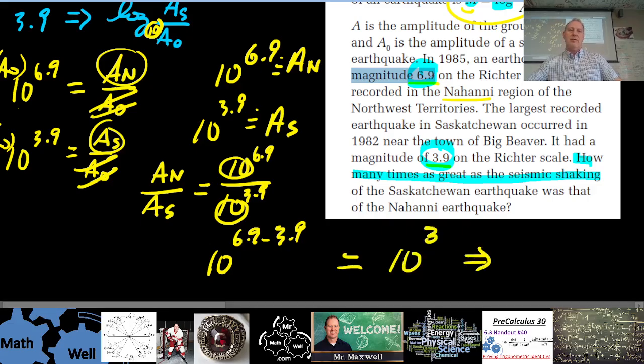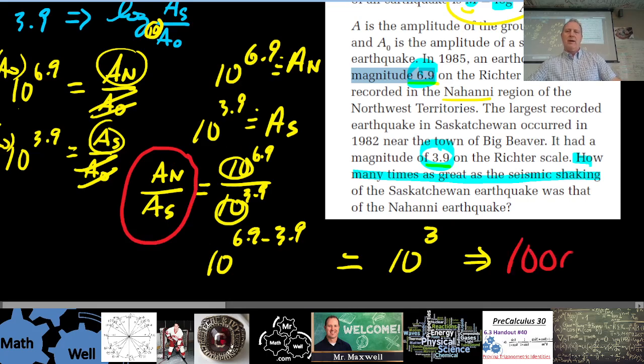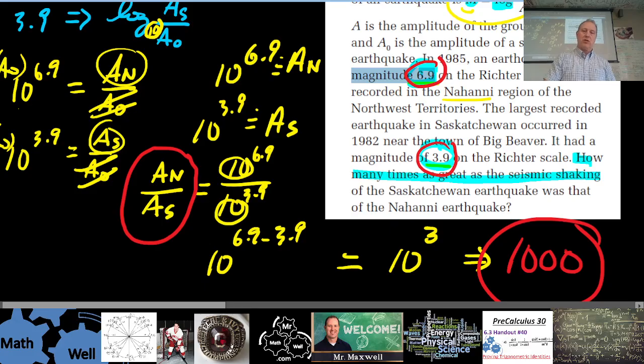which means that the ratio of A_N divided by A_S is 1,000. So the 6.9 earthquake in the Northwest Territories is 1,000 times larger than the one in Big River, Saskatchewan. So it's not 1 point something larger, it's 1,000 times larger. So that's how logarithmic scales affect this.